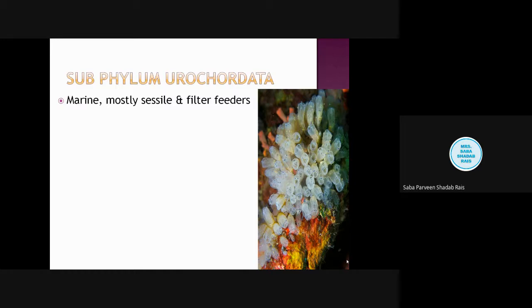Now, as they possess a thick test, that particular test is called the tunic. So that's why they are also called the tunicates. Is that clear? Now, when you observe the notochord, it is present only in the tail region, and to be very specific, it is present only in the larval stage. They are marine animals.